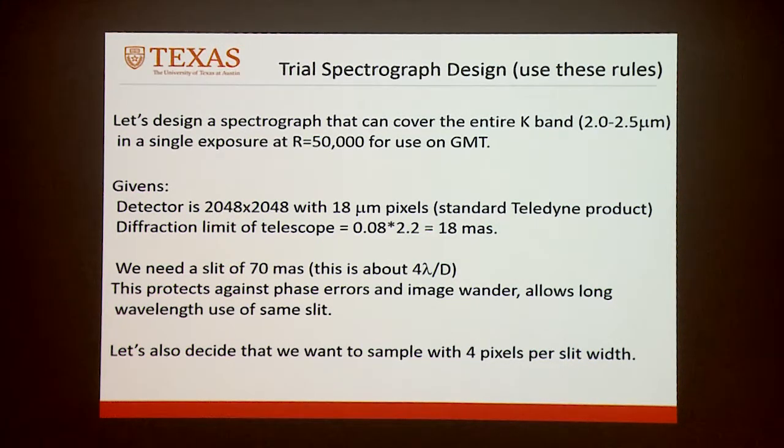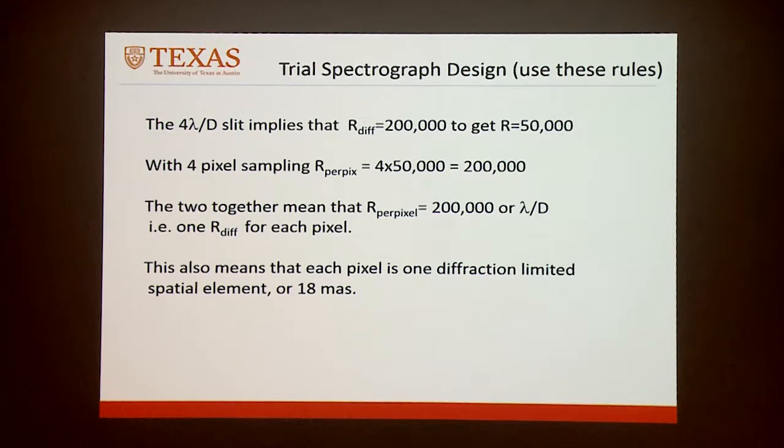So the diffraction limit of the telescope is 18 milliarcseconds. If we need a slit of 70 milliarcseconds, that's 4 lambda over D. We're going to use 4 pixels per slit. That means that each pixel will correspond about to the spatial diffraction limit. So the 4 lambda over D slit is four times bigger than the diffraction limited size. And so we have to have a resolving power of 200,000 to get this 50,000. So our grating has to produce this to get that with the slit we're using.